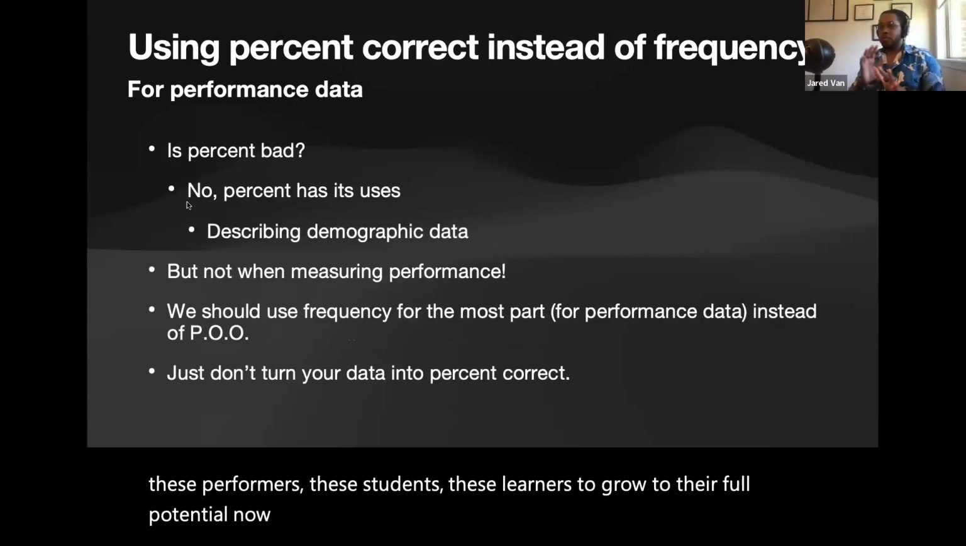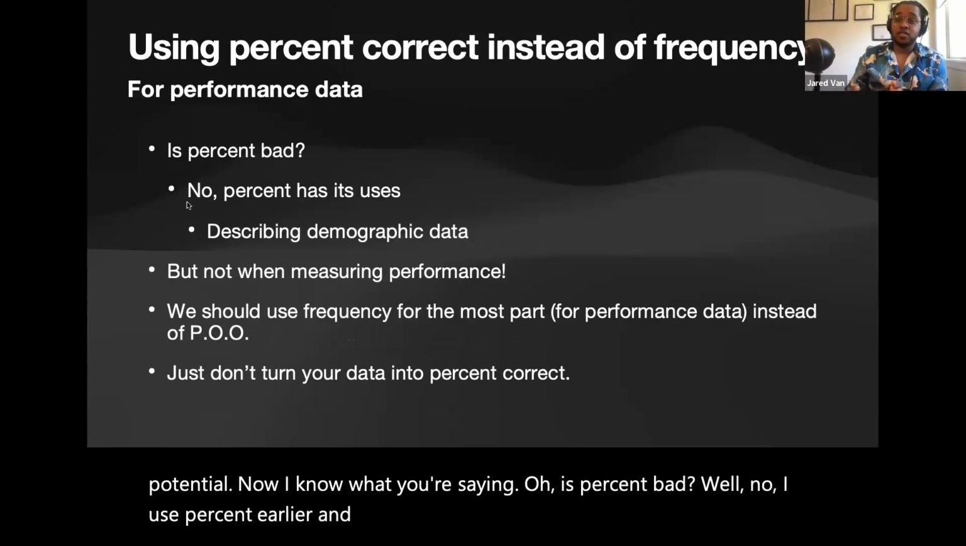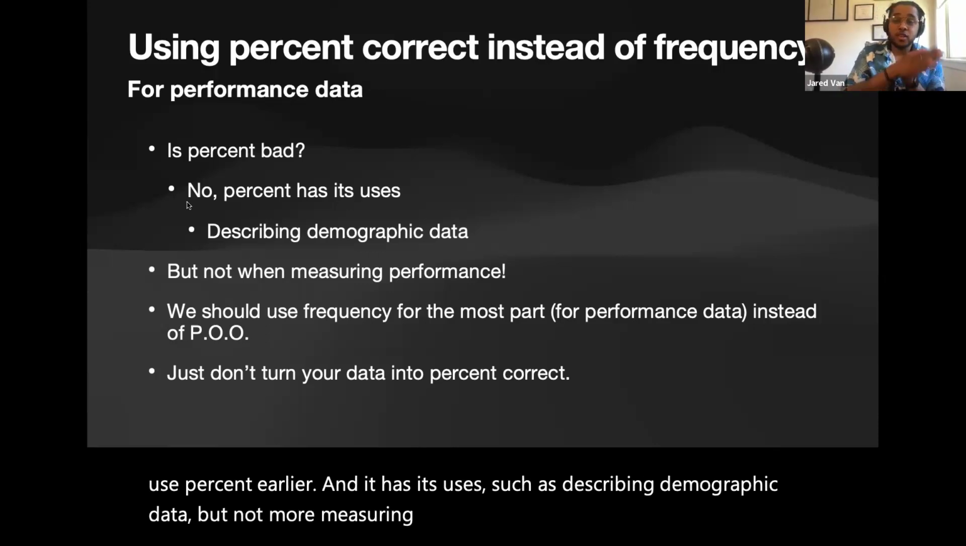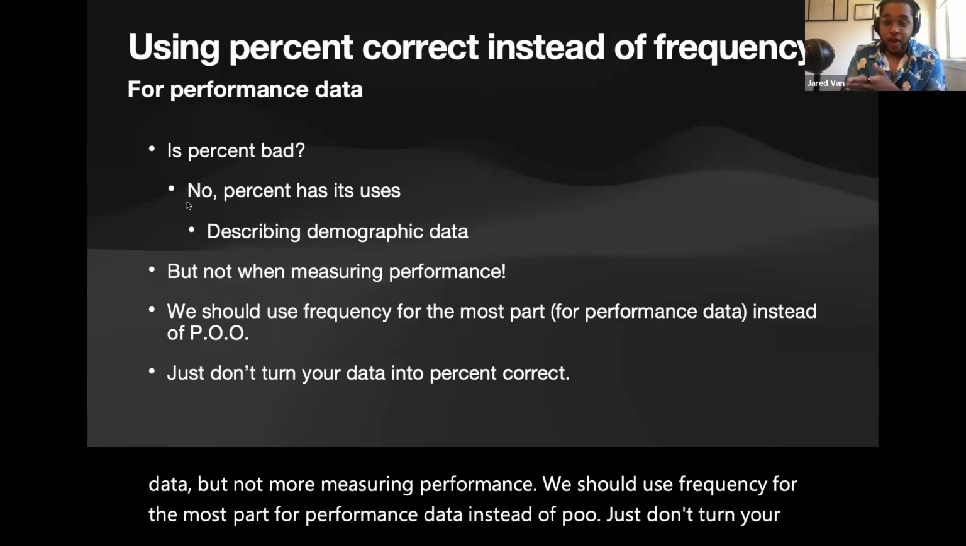Now, I know what you're saying. Oh, is percent bad? Well, no, I used percent earlier. And it has its uses, such as describing demographic data, but not when we're measuring performance. We should use frequency for the most part for performance data instead of poo. Just don't turn your data into percent correct.